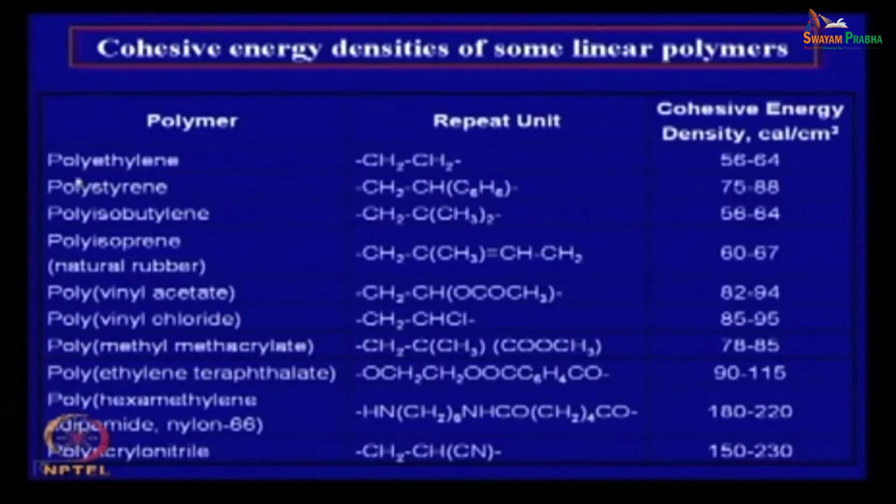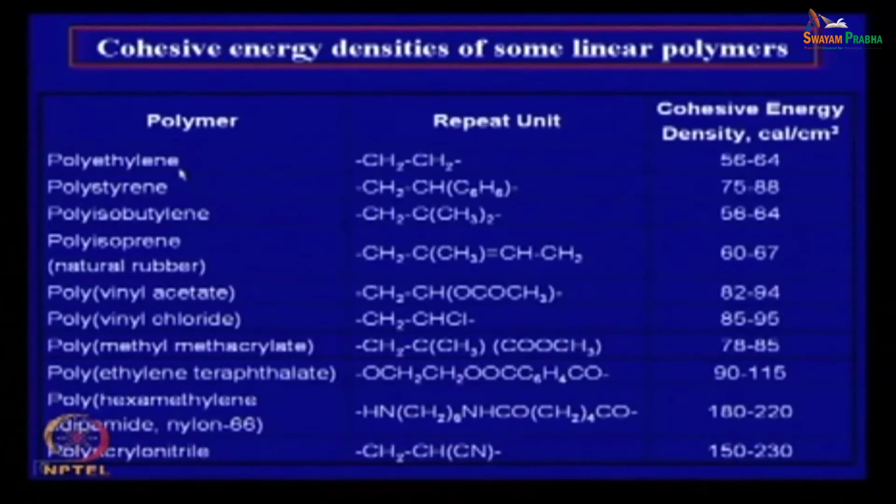Now, look at this data, cohesive energy density, which was calculated or sometimes experimentally determined for these different polymers. You see, for polyethylene cohesive energy density is 56 to 64, for polystyrene it is higher, for polyisobutylene it is lower than this value, natural rubber is almost comparable, polyvinyl acetate is a little higher, polyvinyl chloride a little higher, polymethyl methacrylate still higher, polyethylene terephthalate still higher.